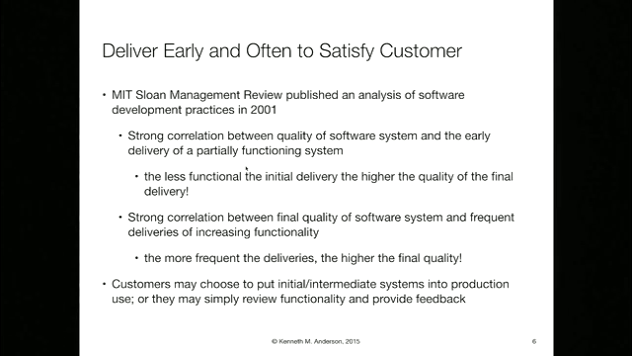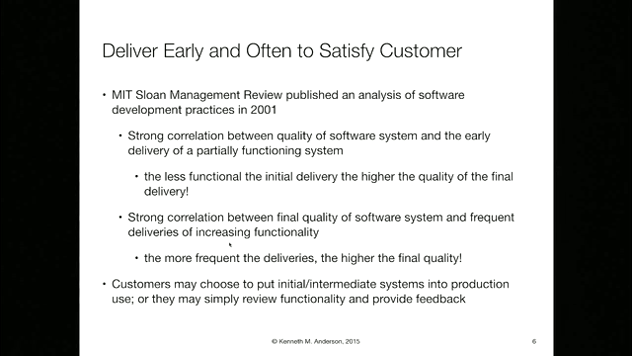And this means, by that delivery, it means it was in the customer's hands, right? Not "let me show it to you and then take it back with me." This is in the customer's hands. And in fact, they found that the correlation was even stronger: the less functional the initial delivery was, the higher the quality of the final delivery. And that basically comes from the fact that you're getting feedback right away and establishing a good relationship of developing feedback, developing feedback, developing feedback all the way through.